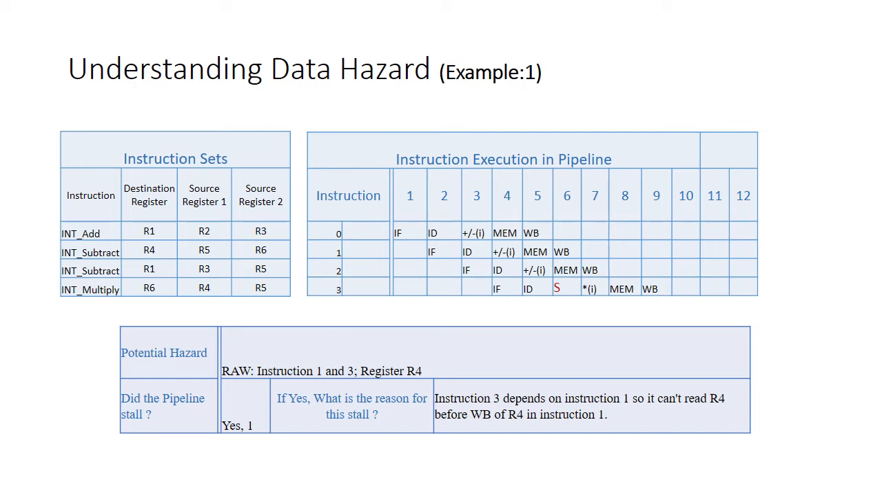The first instruction just executes simply from the IF to WB, instruction fetch to write back, and the second instruction also works simply from instruction fetch to write back, as well as instruction 3, but instruction 4 cannot work simply because it has a delay time. That means a hazard occurs for the register R4 with instructions 1 and 3. Instruction 3 depends on instruction 1 for the register R4, so it cannot read R4 before the write back of R4 in instruction 1. So here a stall time, a delay time, occurs, and this is the stall.